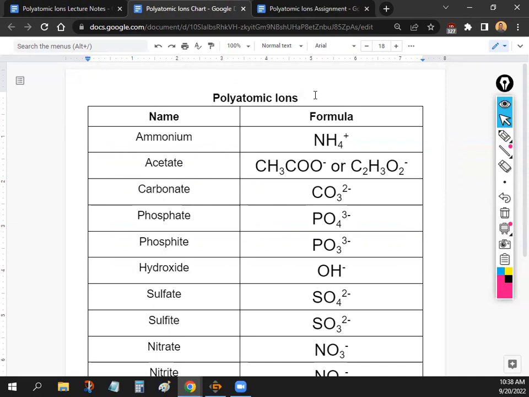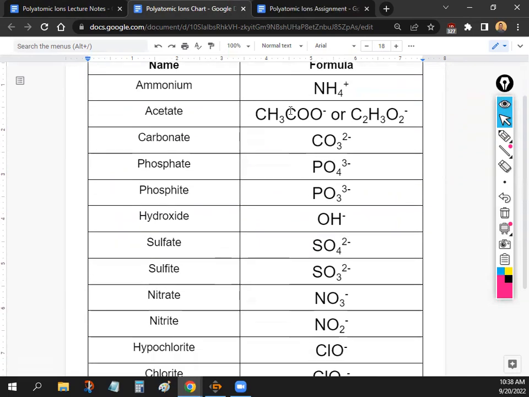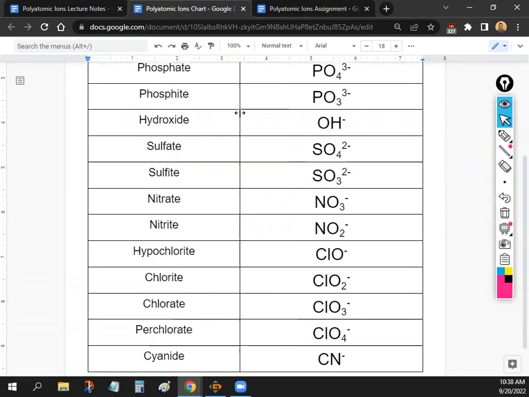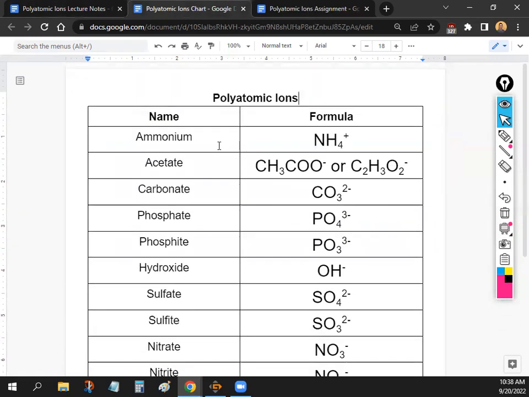So this is a list of polyatomic ions that we will be using in this class, and this is the first out of 4 you need to memorize. Okay, I'm just kidding. You guys don't need to memorize this. I'll provide this on the test for you guys. You just need to know how to use this chart, and I'm going to show you how we use it.